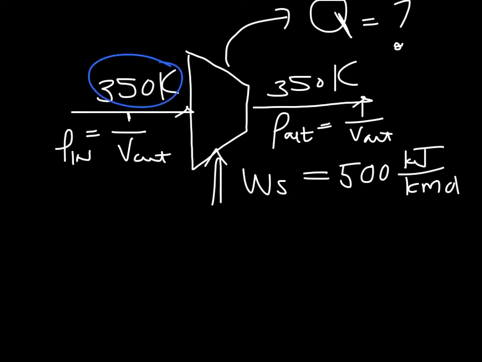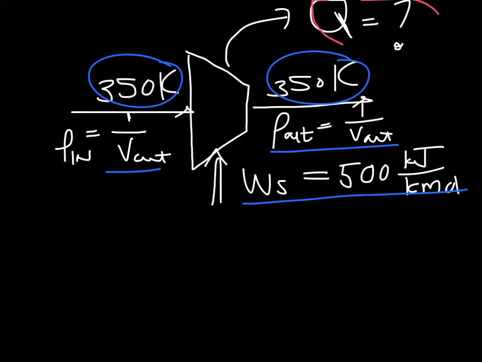For this isothermal compressor, the work per kilomole gas is given, as well as the values of the inlet and outlet densities or specific volumes. And we are asked to calculate the amount of heat that must be removed from that compressor in order to make this possible. So this is an example of a non-adiabatic compressor.